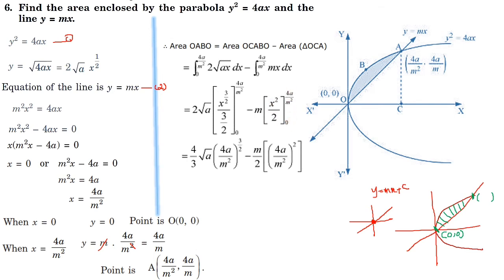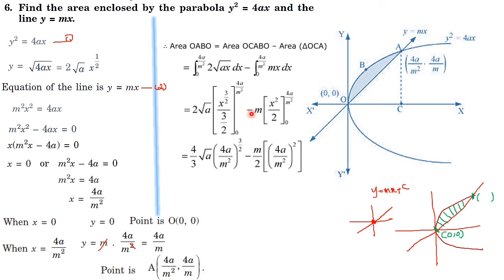That is here 2 root a is there, and here denominator 3 by 2 is there. 3 by 2, when we take the reciprocal and multiply, 2 will go to the numerator. So 2 into 2, 4, denominator 3 is there, so 4 by 3 into root a. And here x power 3 by 2, what is x? 4a by m square, the whole power 3 by 2, minus, here 0 is there, lower limit, 0 is gone. 0 into 0 power any quantity is 0, so that is not necessary to write.